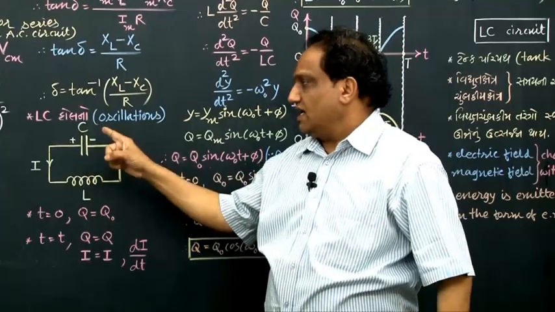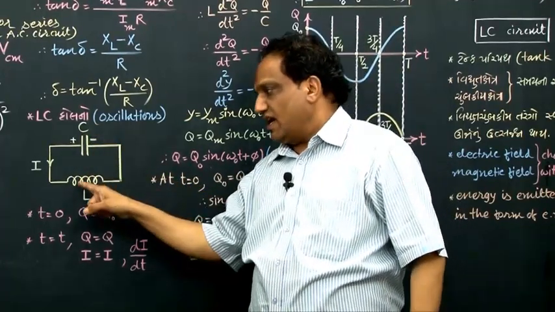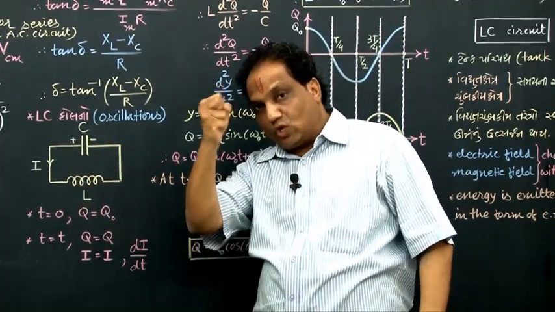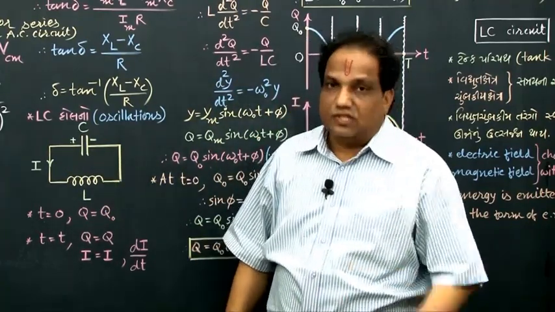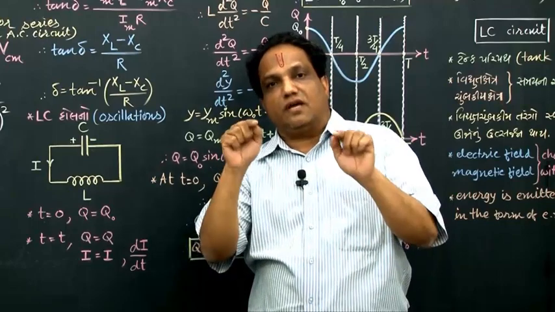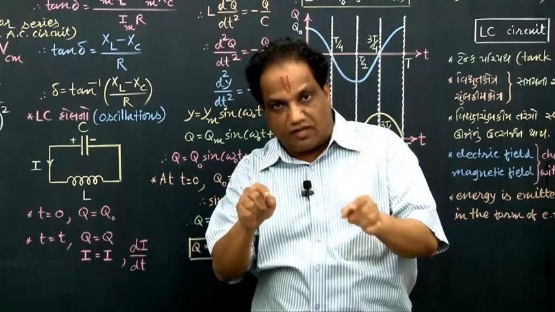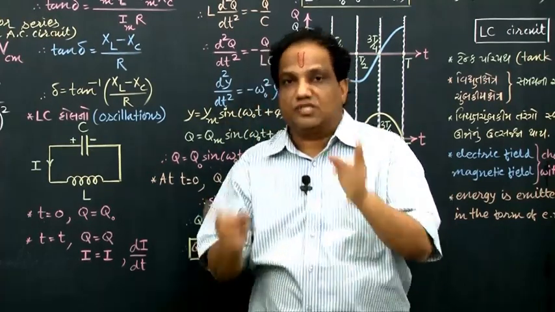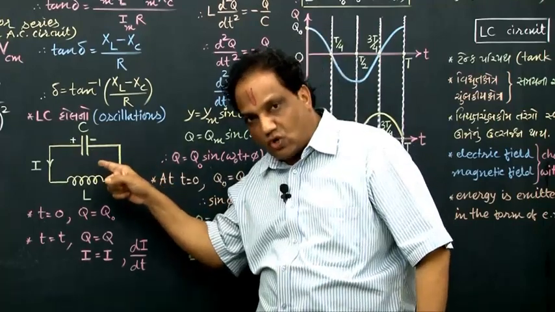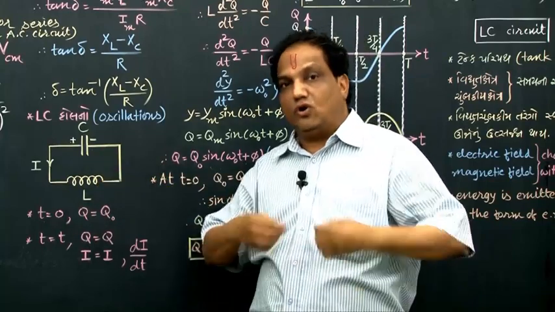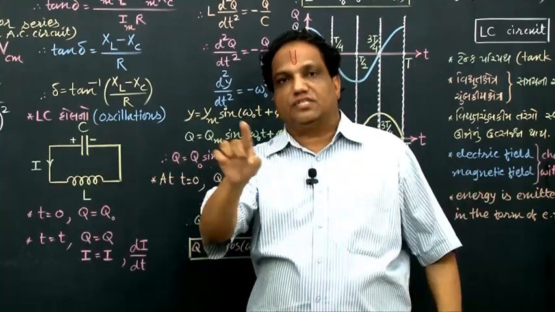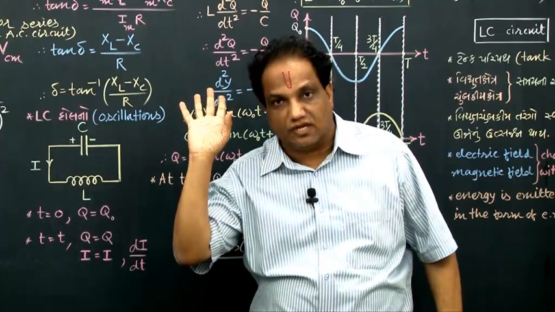As long as there is an electric field here and a magnetic field here, some energy is stored in this circuit. That's why we call it a tank circuit. The way water can be collected and stored in a tank, in the same way energy can be stored here. Looking at that similarity, this circuit is called a tank circuit. The LC circuit is also known as a tank circuit.